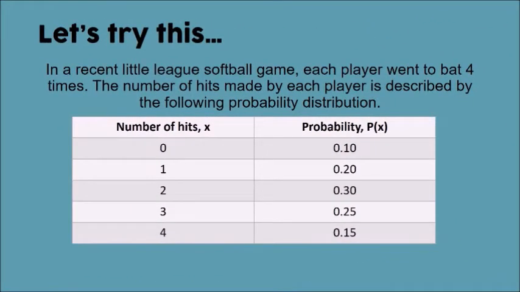So let's try an example. In a recent league softball game, each player went to bat 4 times. The number of hits made by each player is described by the following probability distribution. So this is the discrete probability distribution, which is already given in the problem. On the left column are the possible values for the random variable x, which is the number of hits, and on the right is the probability that that is going to happen, or p of x. Now let us solve for the expected value.